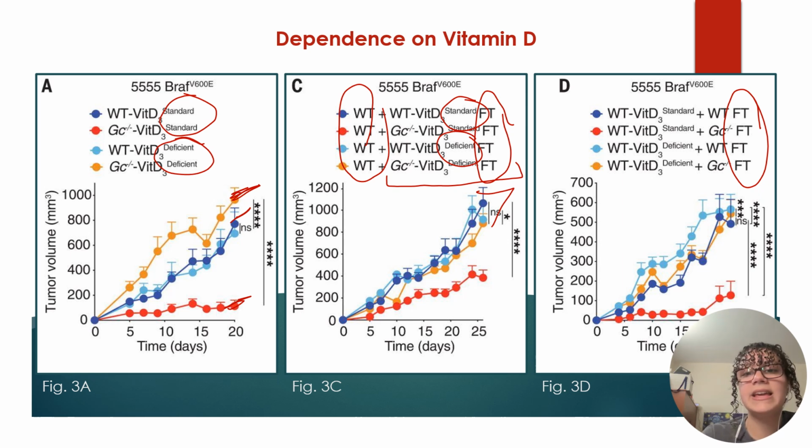Then here is the inverse. So the fecal transplanted mice had the correct amount of vitamin D, but now it's the wild type mice that are receiving it that have different vitamin Ds. Again, the same thing is present, meaning that the vitamin D has to be present both in the fecal transplanted mice and the mice receiving the fecal transplantation.